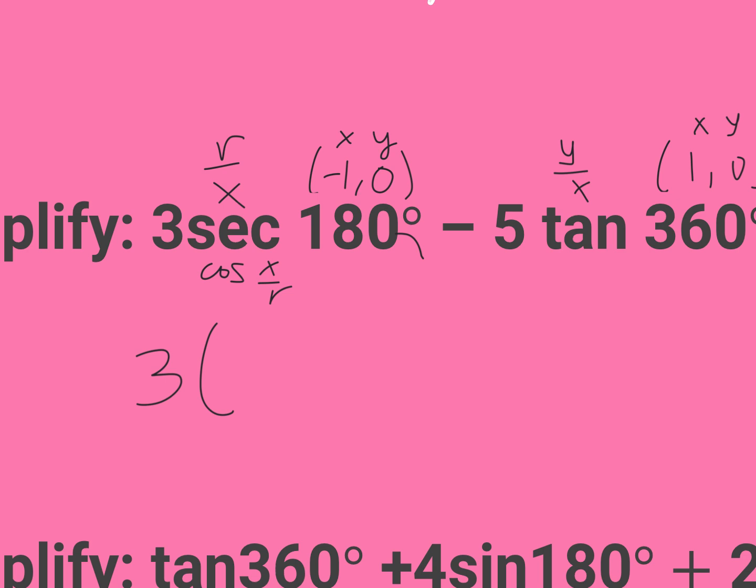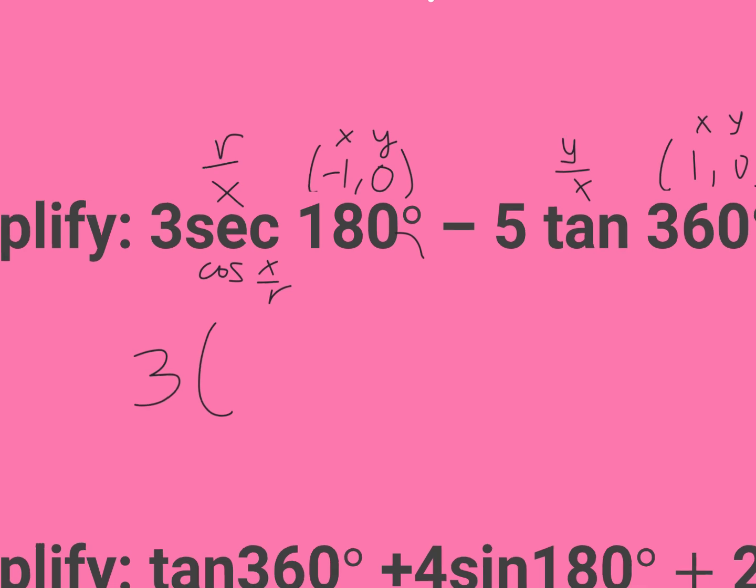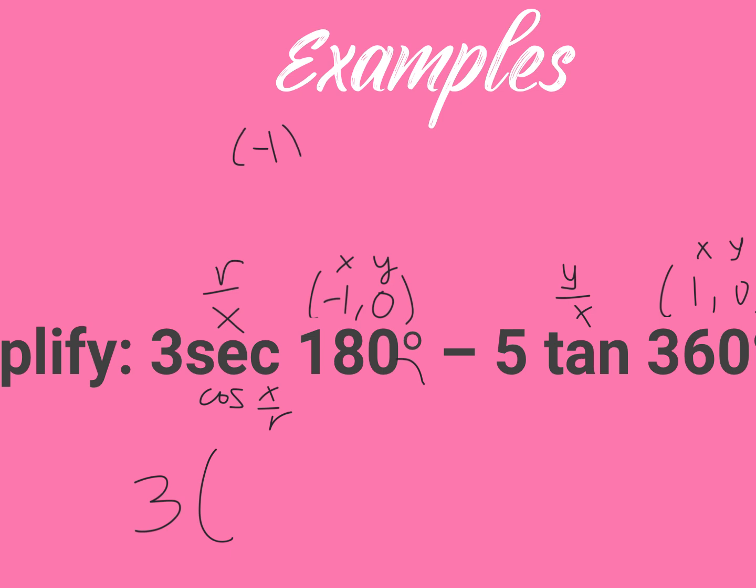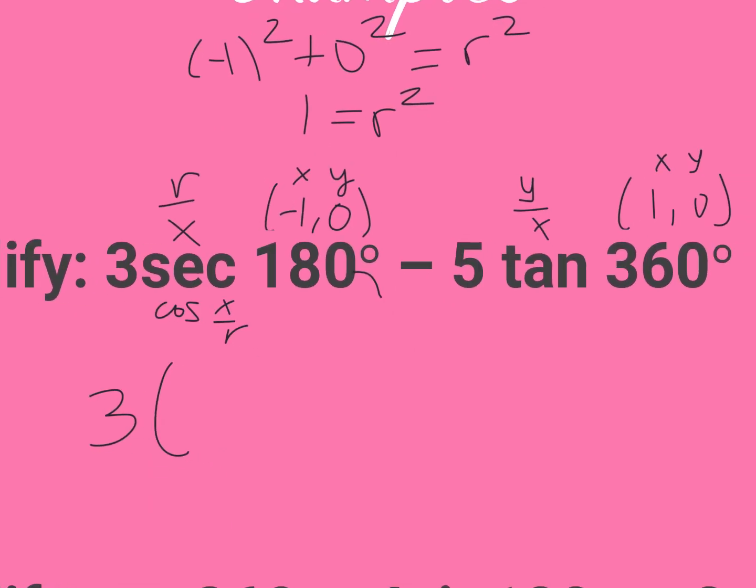So the secant of 180. If we're on the unit circle, if we're on a quadrant angle, your R value is always 1. If you guys are like, how do you know that? Is that always true? Work it out. What's negative 1 squared plus 0 squared equals R squared? What's negative 1 squared? 1. What's 0 squared? 0. So 1 equals R squared. So what's your R value? 1.